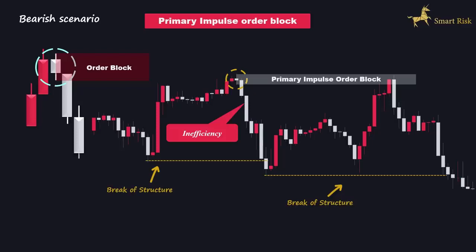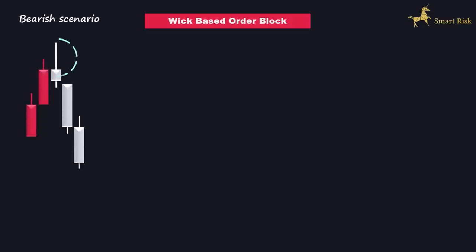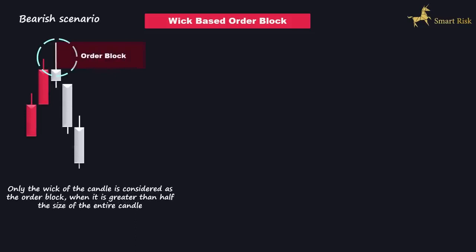The third type is wick-based order block. In the bearish scenario, a wick-based order block occurs when the shadow or wick of the last buying candle or the first weak bullish candle is greater than half the size of the entire candle. In this pattern, only the wick of the candle is considered as the order block, disregarding the candle's body. This manner provides an optimized and smaller zone compared to considering the entire candle size as our area of interest.